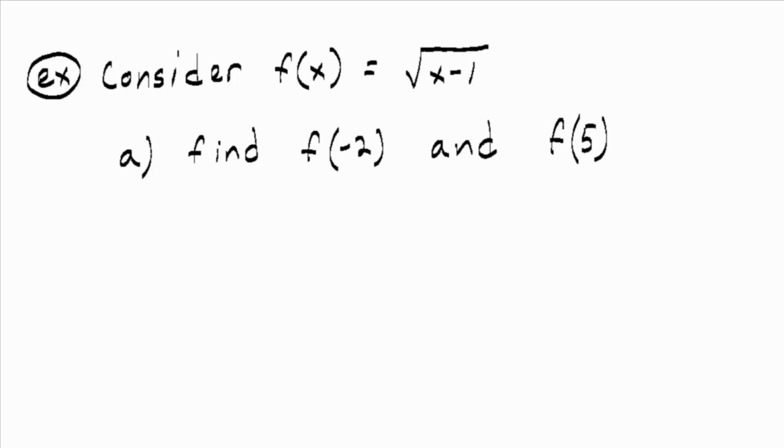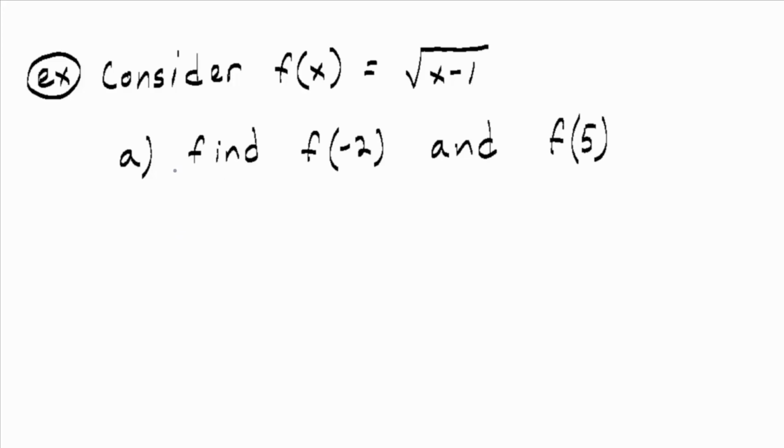It does turn out that if you set y or f of x, or whatever function notation you like, equal to a radical expression, it'll be a function. It'll pass the vertical line test. So let's go ahead and evaluate the function f of x equals the square root of x minus 1, if we can.